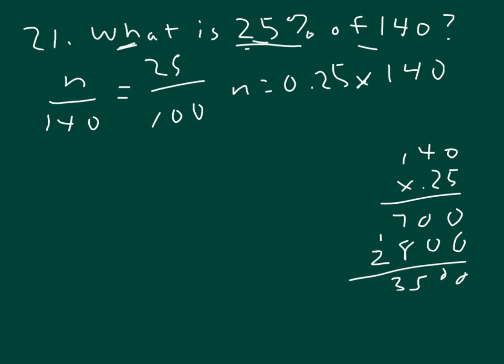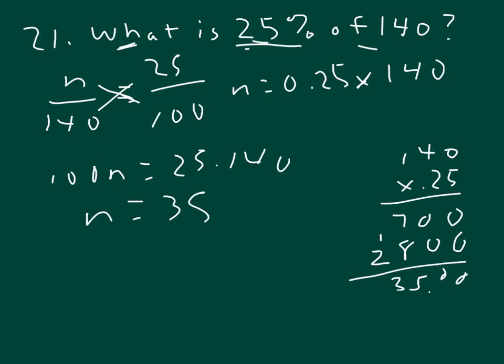I'm not sure you can see that. 35.0, bring the decimal down. And by the way, if I did this, cross multiplying, 100n equals 25 times 140. When I do all the math there, I'm going to get n equals 35. Same thing.